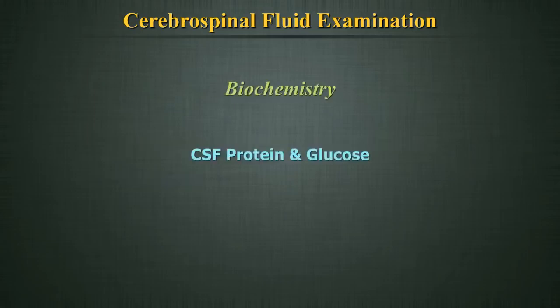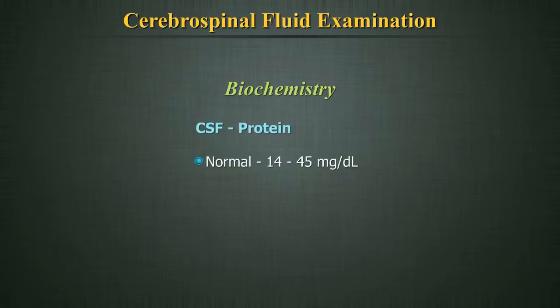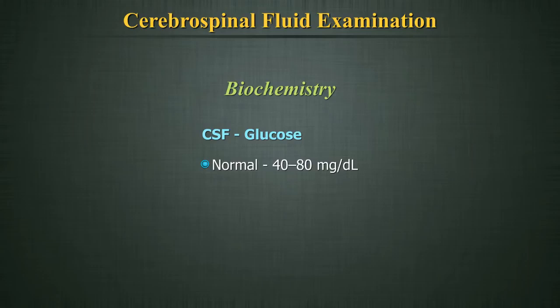Biochemistry. CSF glucose and protein are measured in same way as done in serum samples. Look for special instructions from the manufacturer regarding programming or calibrators. Normal CSF protein concentration is 14 to 45 milligrams per deciliter. It is derived from the plasma. Note that this result is in milligrams per deciliter rather than grams per deciliter, as it is in serum protein determination. Normal CSF glucose is 40 to 80 milligrams per deciliter.